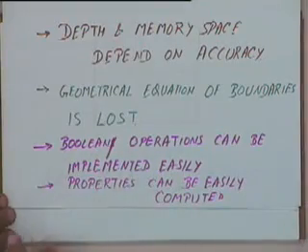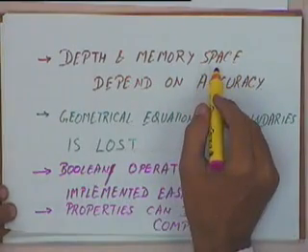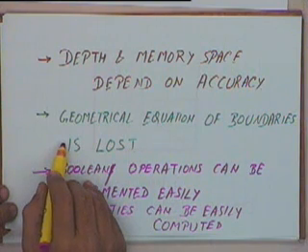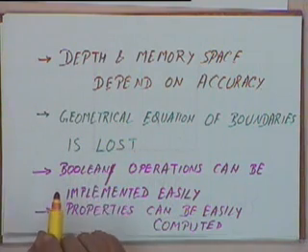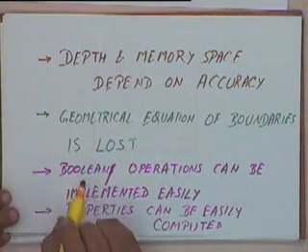Okay. So, these are some of the advantages and disadvantages of this method. The biggest disadvantage is that if the accuracy is large, we need a lot of space, and that the geometrical definition of the boundaries is lost. Okay, this is the biggest disadvantage of this method. Any questions regarding this?